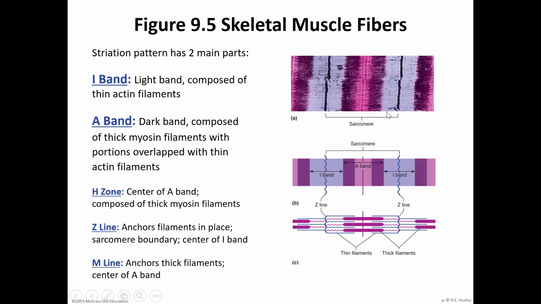So I band, A band, I band, A band, M line, and then in between this dark area and that dark area is this little lighter area called the H zone. So this is what all these things do, okay?